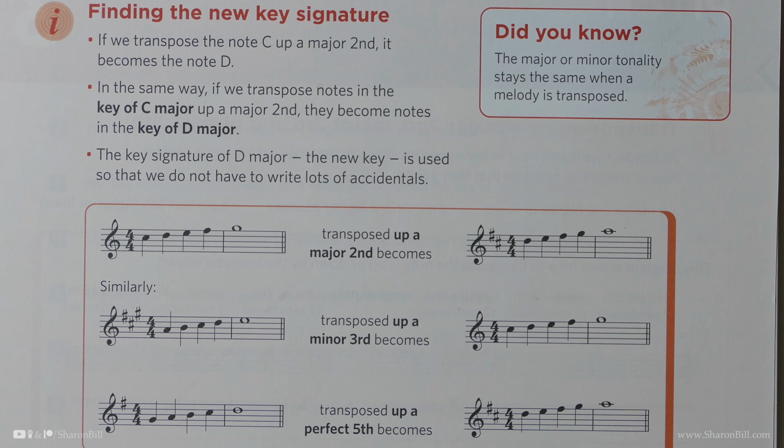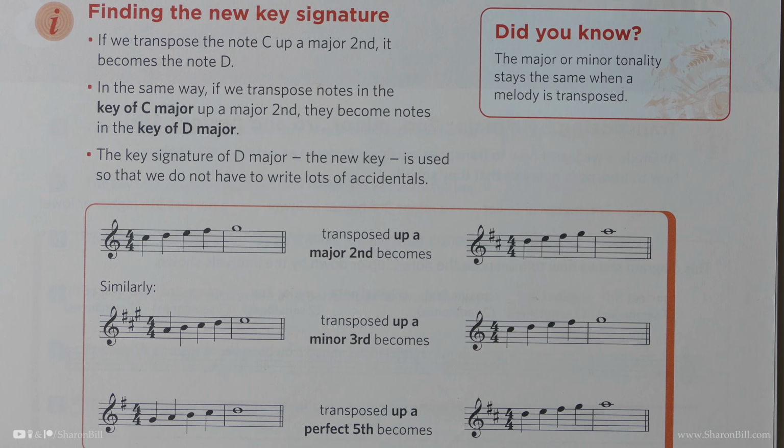Continuing on in the Grade 5 Discovering Music Theory workbook, we'll look at page 18 now, continuing with the topic of transposing. In the previous exercise, we transposed just individual notes to the relevant interval, and now we're going to look at the same principle but with passages of music.